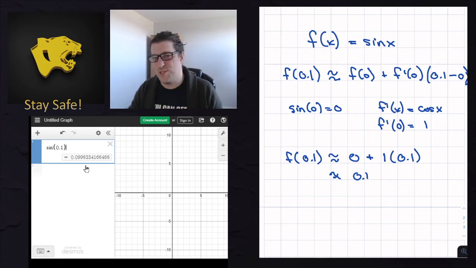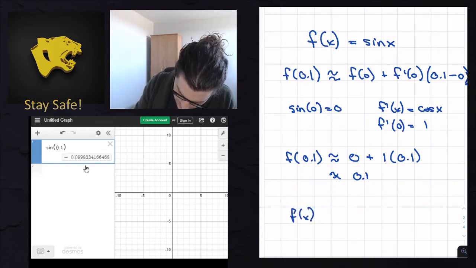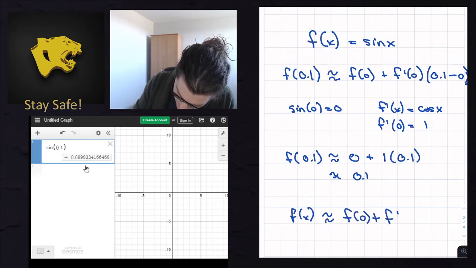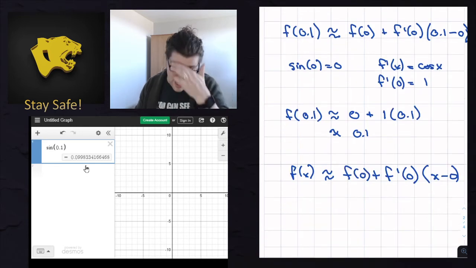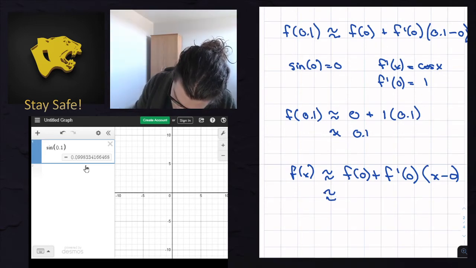This is basically a specific example of what's known as a small angle approximation for sine x. So if I had done this not looking to evaluate this at 0.1, but just say anything, then I would say that f of x is approximately equal to f of 0 plus f prime at 0 times x minus 0. And so as long as the x value is close to 0, this is a good approximation. So f of 0 is 0, f prime at 0 is 1, and x minus 0 is actually just x.